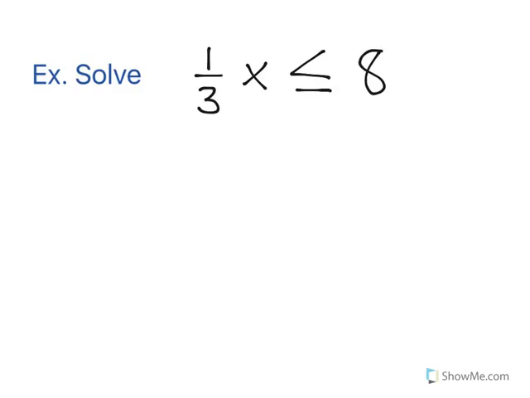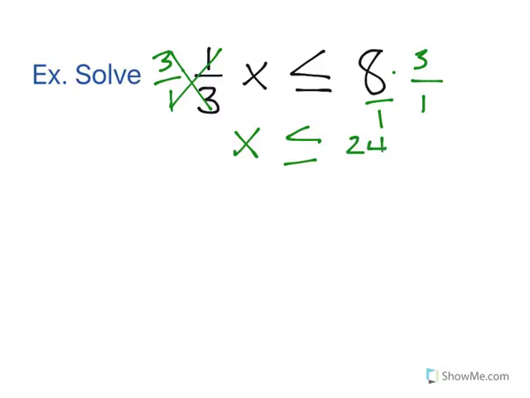Next example says 1/3 times some number is less than or equal to 8. Again, straightforward. In order to get rid of that fraction by our variable, we're going to multiply by its multiplicative inverse, or its reciprocal. So we're going to times this by 3 over 1. That cancels out to 1, so we're just left with x is less than or equal to 8 times 3, which is 24, and 1 times 1 is 1. So we're left with x is less than or equal to 24.